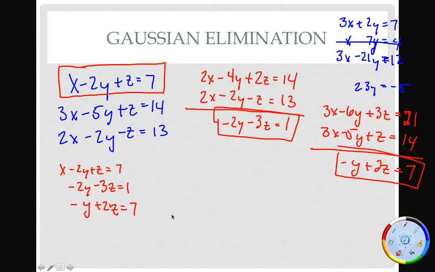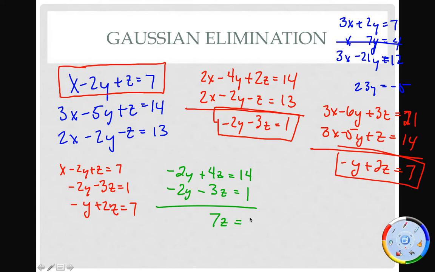That's the first step of Gaussian. The second step of Gaussian is to get rid of one of the other variables from my two variable set. So I could say, let's multiply this third equation by 2. So I would get a negative 2y plus 4z equals 14. And I'm going to keep the second equation, and I'm going to subtract. And if I subtract, what do I get here? I get 7z equals 13.